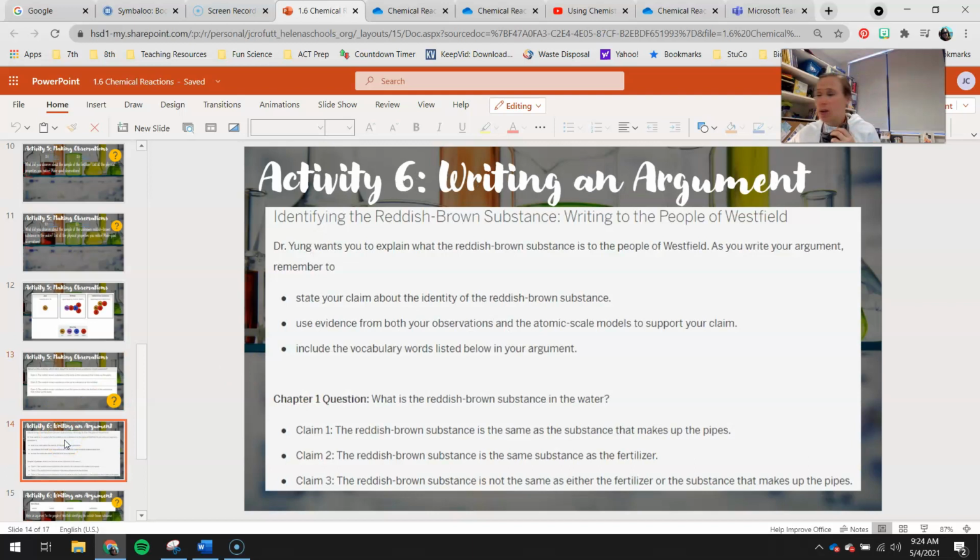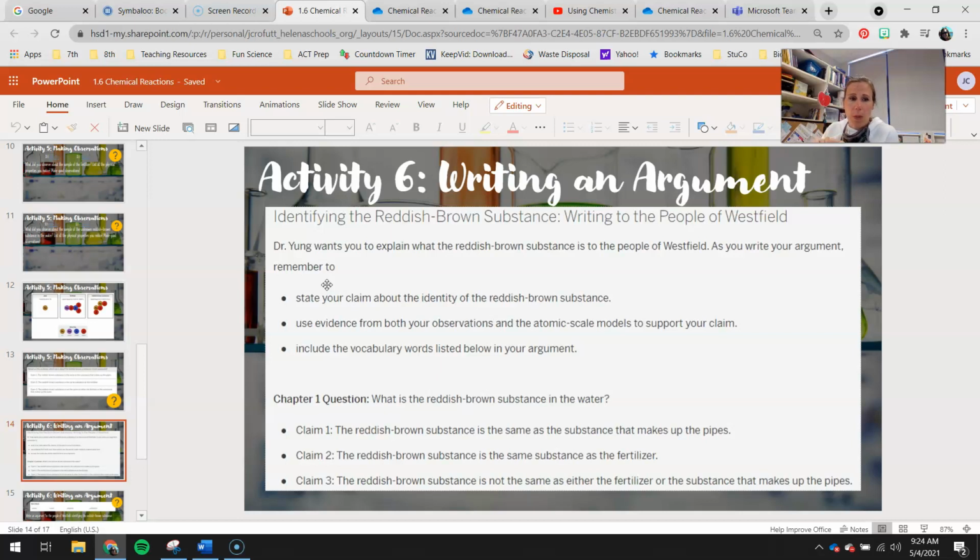All right, so what you will do then is identify the reddish-brown substance, writing to the people of Westfield. Based on those 3 claims, what you have observed with the properties that you just wrote down, and the actual chemical makeup of those substances, you are going to write to the people of Westfield to let them know what you think that substance might be or where it might be coming from. So Dr. Young wants you to explain what the reddish-brown substance is to the people of Westfield.